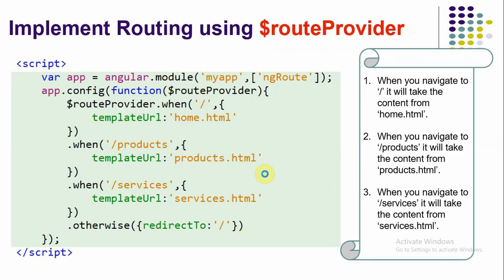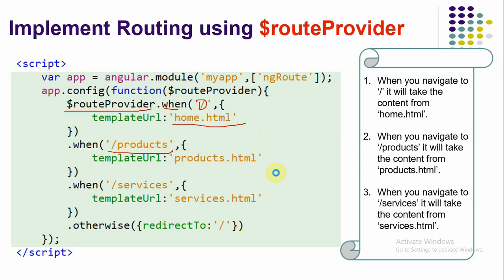This is the syntax of how to use the $routeProvider. Using $routeProvider, there is a function called when. Inside when, if the hyperlink is slash, which page do we have to route to? We go to home.html and get the content. Similarly, we can write many cases using the when function. When the URL is slash product, which page do we have to go to and get the content from?